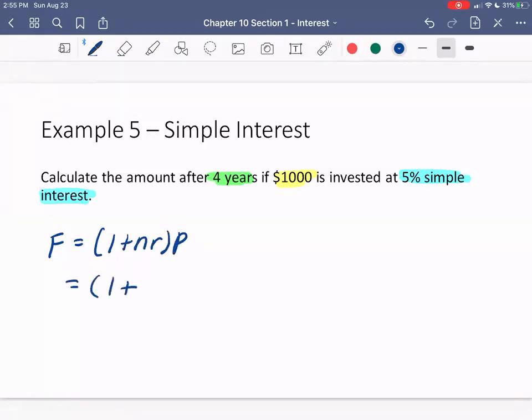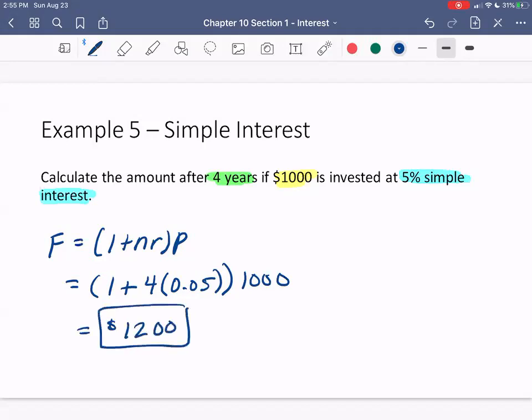So 1 plus our N is our 4, number of years. Our rate is 5%, so it's 0.05. And then our principal is 1,000. When you put that in the calculator, you will get $1,200. So your $1,000 after 4 years has grown to be $1,200.